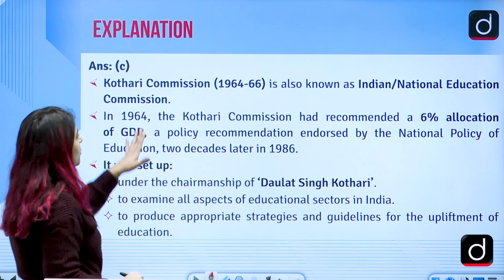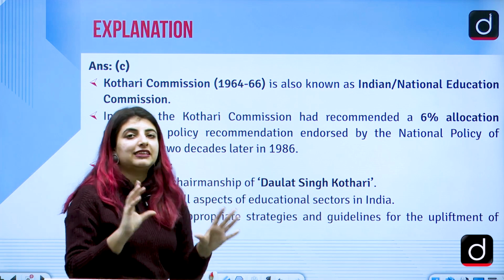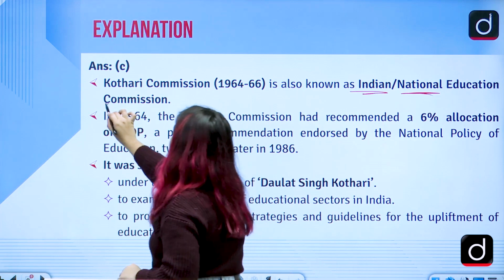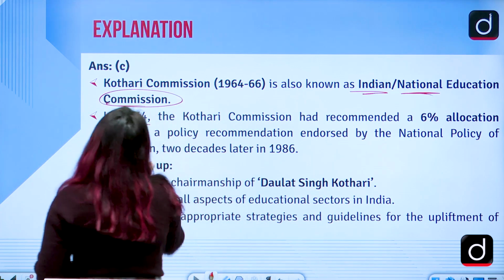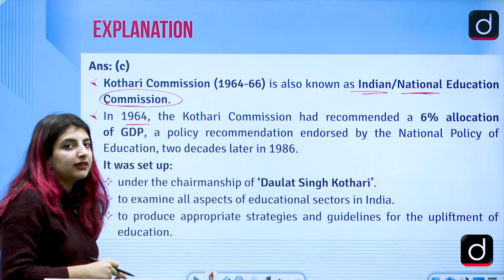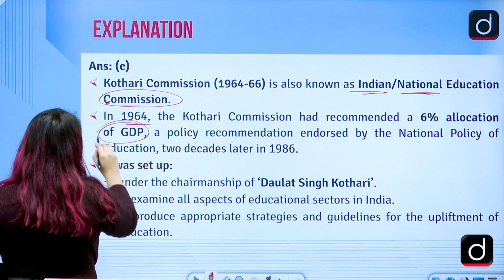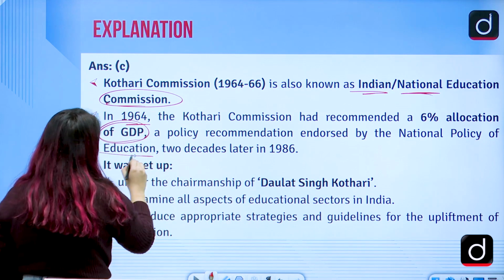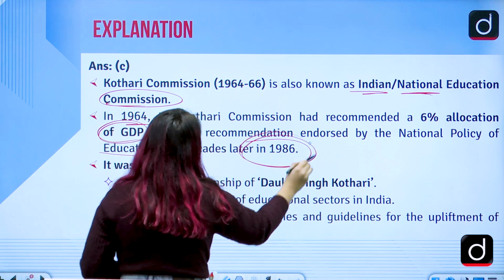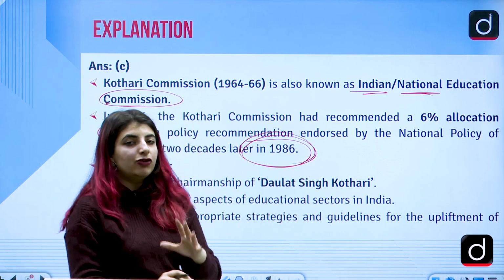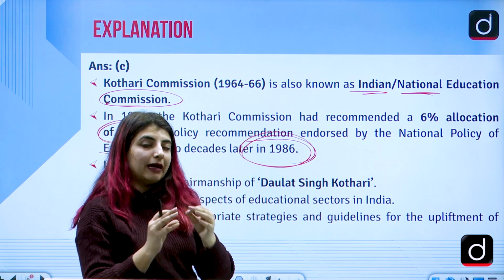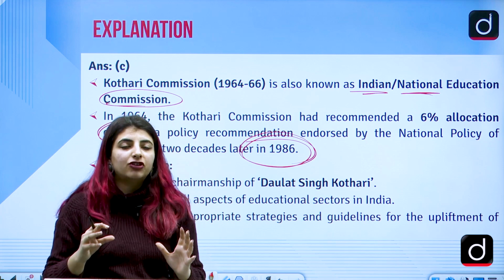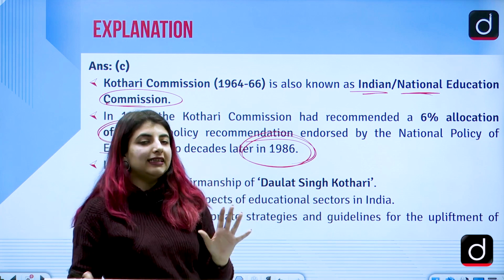So let's just see. Kothari Commission, first of all, was from 1964 to 66, also known as the Indian or National Education Commission. In 1964, it recommended a 6% allocation of GDP, right? A policy recommendation endorsed by the National Policy of Education two decades later in 1986. So the 1986 NEP, the policy which was established in 1986 for national education, said the same thing which Kothari had mentioned earlier, right? In 64 and 66, right?